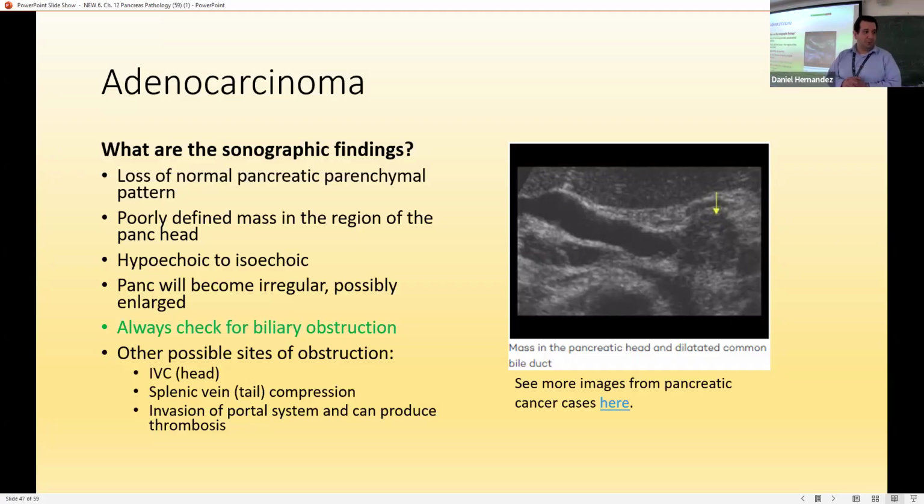Again, we also look for potential biliary obstruction: dilated CBD, dilated bile ducts, dilated or enlarged pancreatic ducts. As that tumor grows, particularly if it's in the body or the tail, it could compress other structures and vessels. It can compress the splenic vein, or the IVC potentially if it's in the head of the pancreas. That tumor can invade into some of the vasculature. So we can get neoplastic growth of that tumor into the actual blood vessels, into the portal vein maybe, and that could produce thrombosis in the main portal vein.